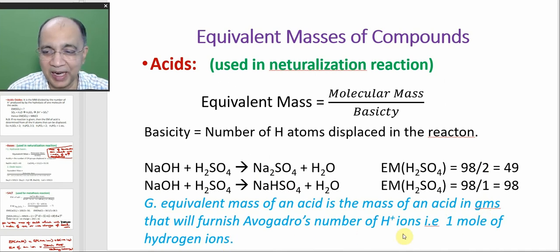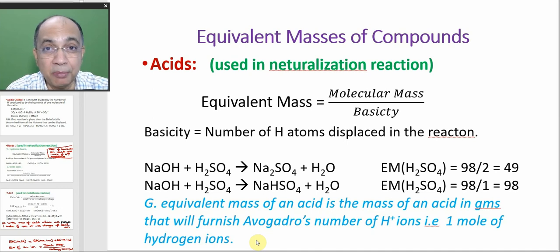So gram equivalent mass is the mass of an acid in grams that will furnish Avogadro's number of ions, 1 mole of hydrogen ions. That's the definition, nothing in terms of electrons. But we saw in our element program that it is the mass of an element which loses or gains 1 mole of electrons. In the case of acids, bases and salts used in non-redox, metathesis reactions, when there is no electron exchange, we discuss 1 mole of ions. If it is an acid, 1 mole of hydrogen ions.